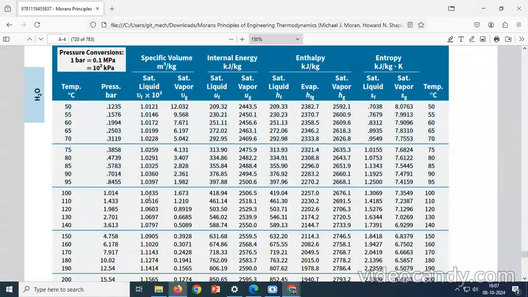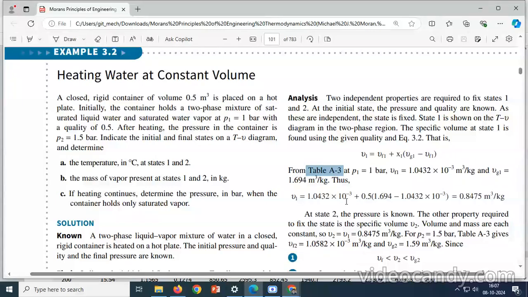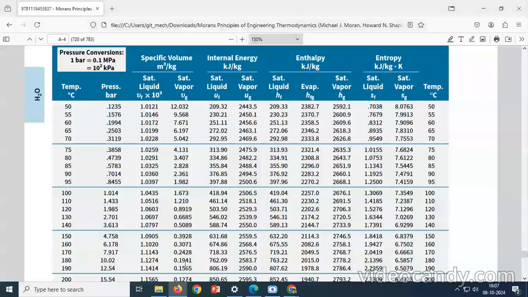You see the volume, the saturated liquid volume, Vf, is 1.0435 into 10 raised to minus 3. Or 1.0432 into 10 raised to minus 3. You can interpolate also for accurate readings. What is the accurate reading? 1 bar and temperature 100. Exactly at that point you will get the Vf1 value. Understanding?